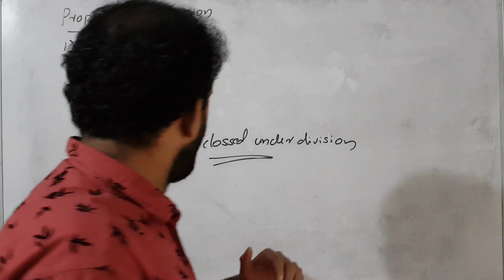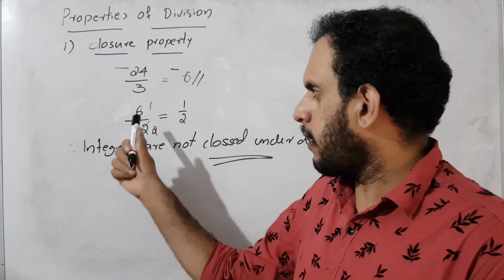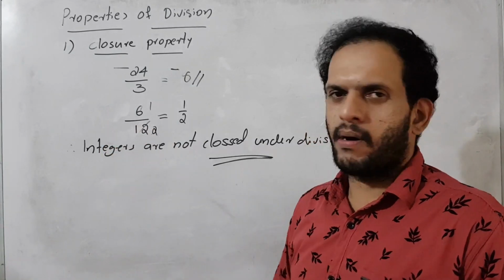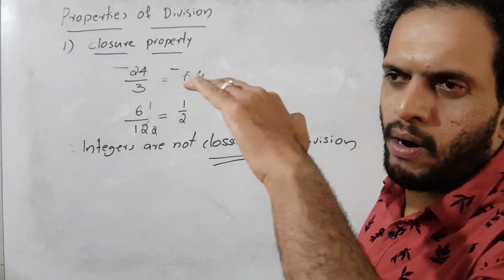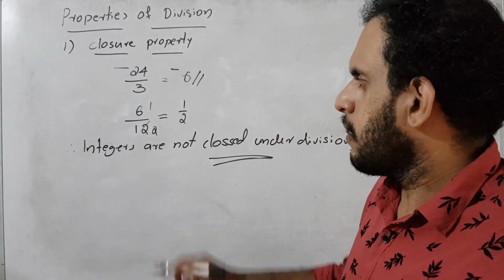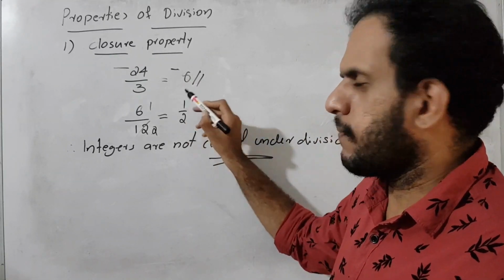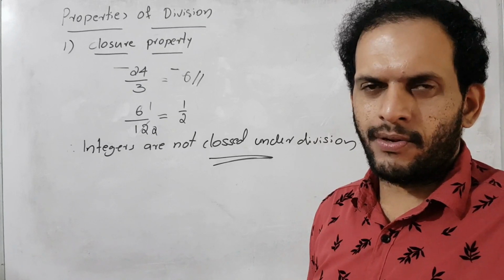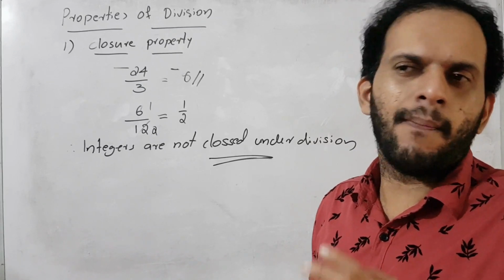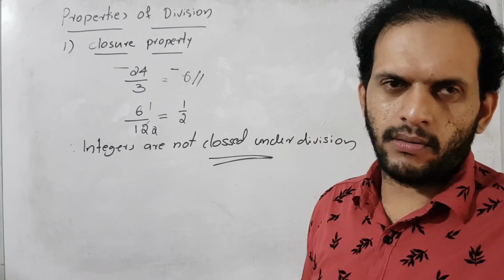Why? Because if we divide a smaller number by a bigger number, only a fraction will arise, not an integer. So it is not applicable in all cases of integers.